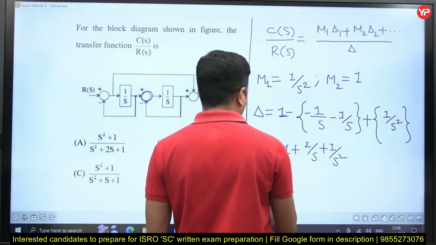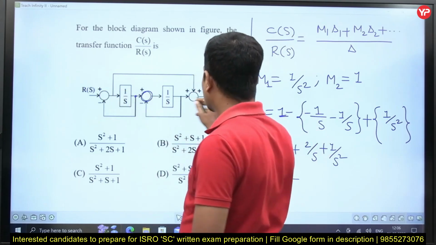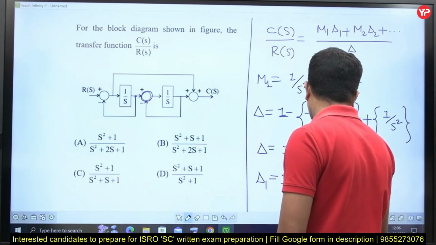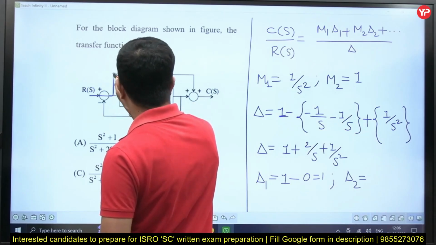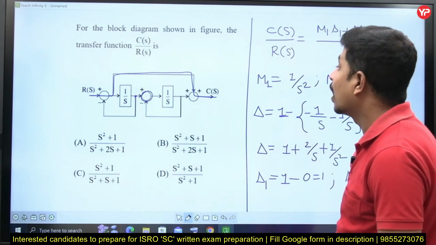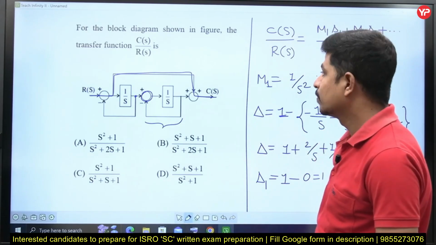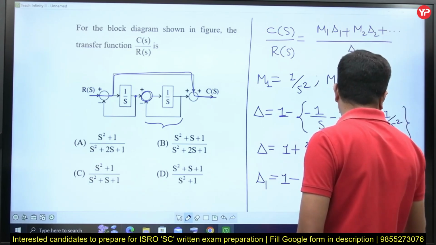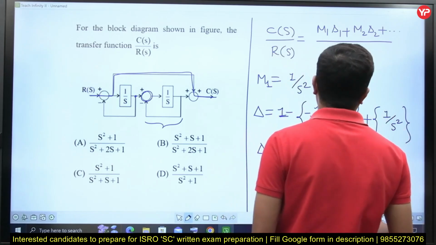Now delta 1: what is the first forward path I have taken? To this forward path all loops are touching. Delta 1 is 1. What is delta 2? Because this is the second forward path, and this particular loop is non-touching to the second forward path, delta 2 is equal to 1 minus the sum of the individual loop gains that are non-touching. So it is 1 plus 1 by s.